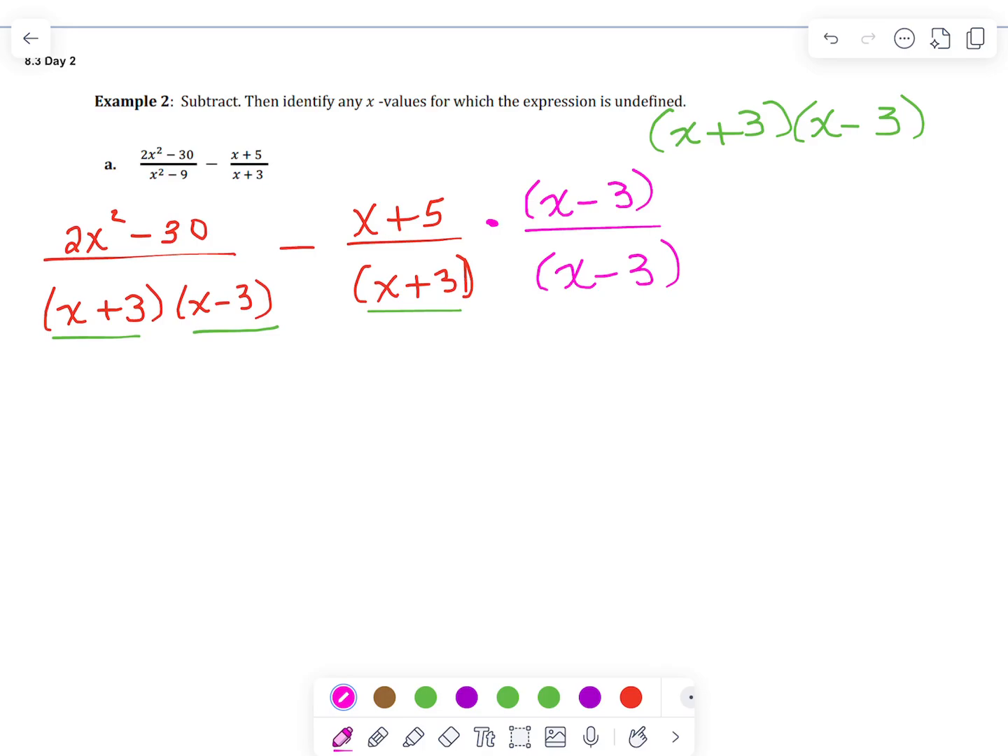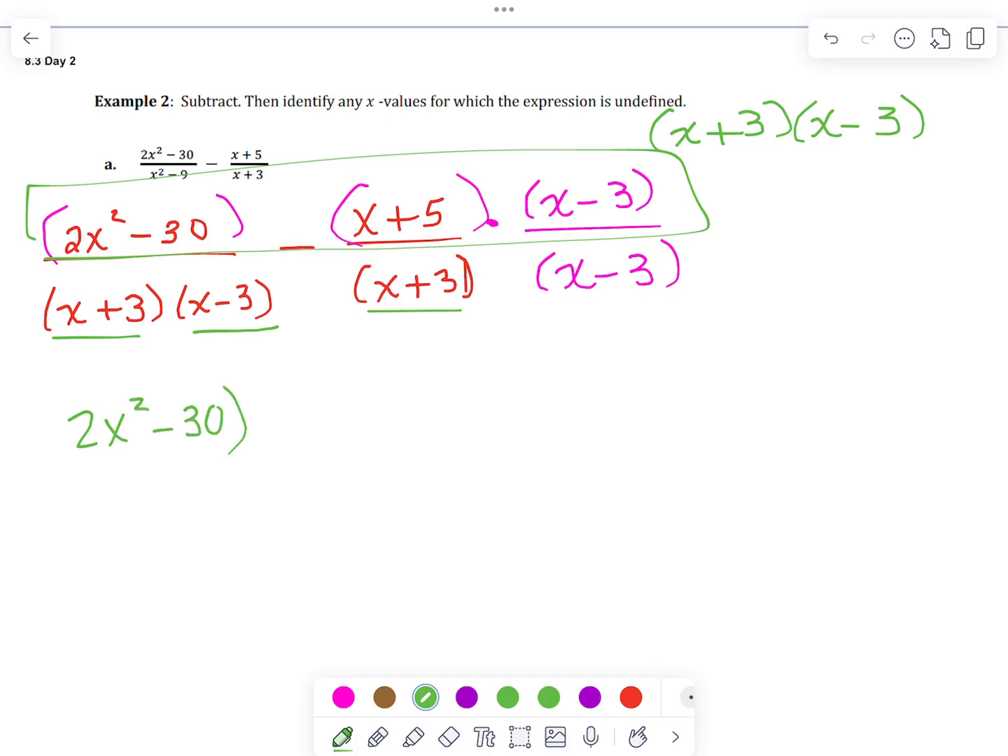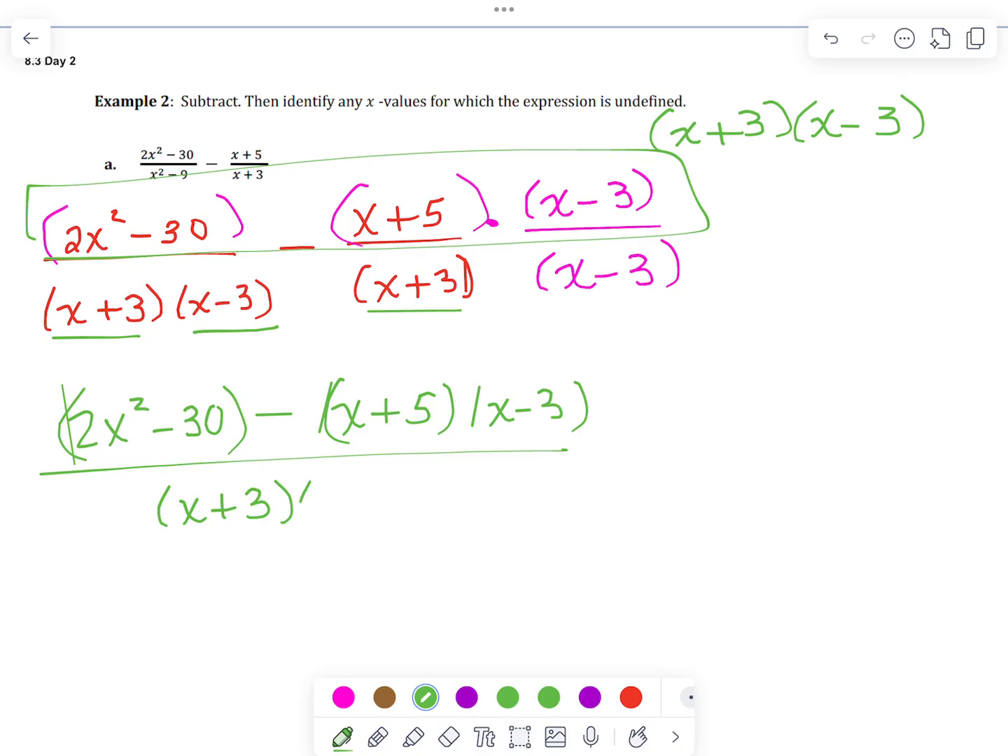So now we're going to go ahead and multiply across. So I'm going to go ahead and create parentheses here. Multiply across, subtract. So this will be our numerator. So 2x squared minus 3, and then minus x plus 5 times x minus 3, all over x plus 3, x minus 3.